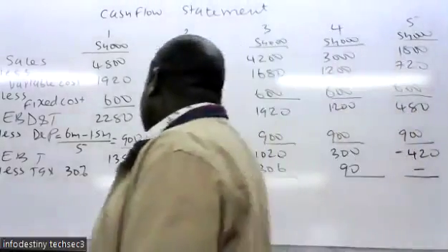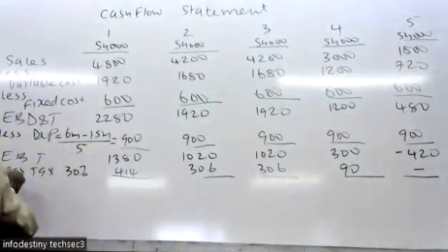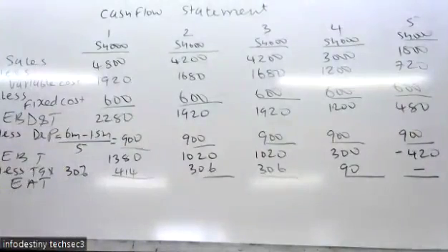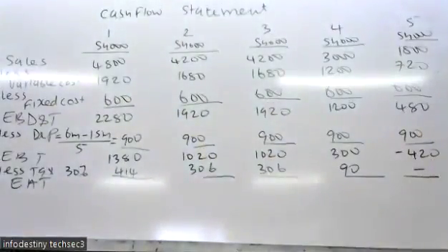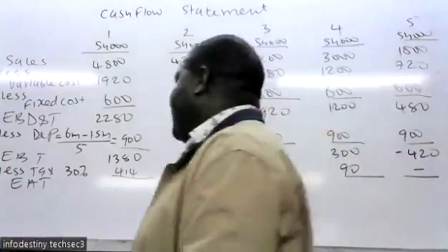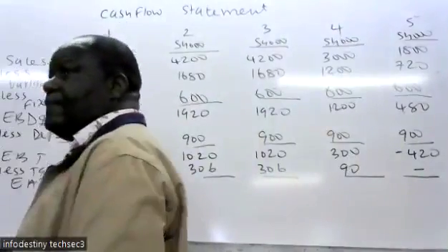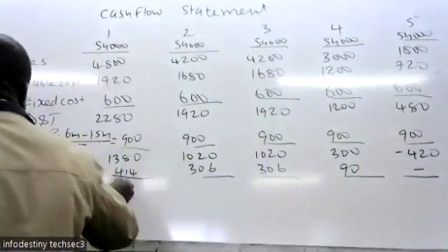So you subtract to get earnings after the tax. So year 1 will be how much? 966.